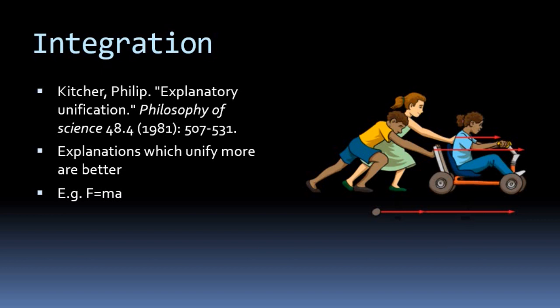So, the philosopher Philip Kitcher does some really good work on explanation. So what is it to explain something? And Kitcher says the following: to explain something is to unify it in some important way. So the classic example of this is, of course, Newton.